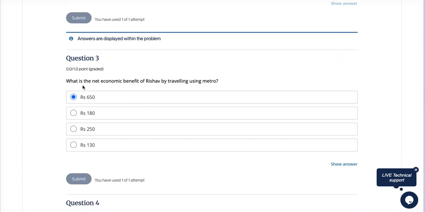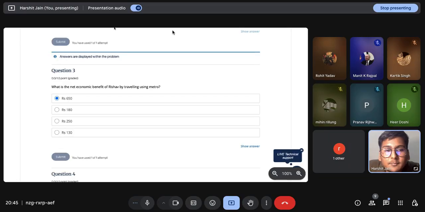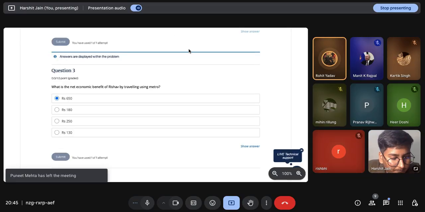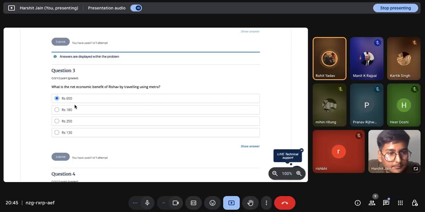What is the net economic benefit of Rishabh traveling using the metro? What is economic benefit? It was the sum of both costs minus revenue. So total revenue will be 700 minus both costs. Now what will be the answer? No, 650 minus 470.